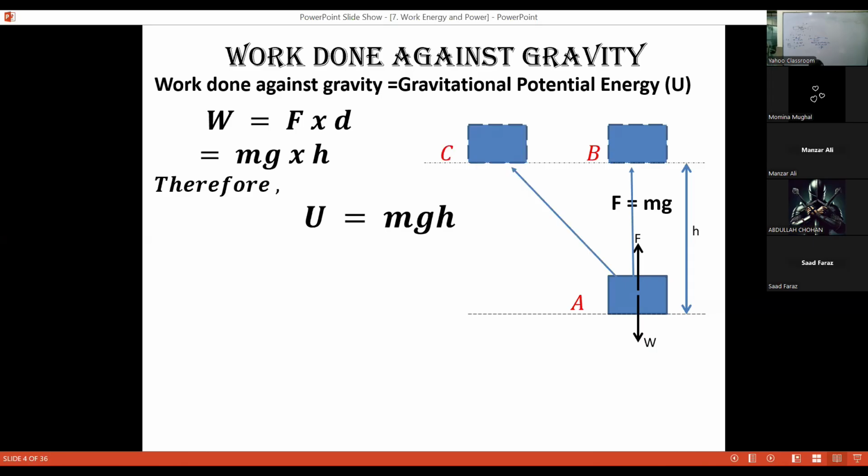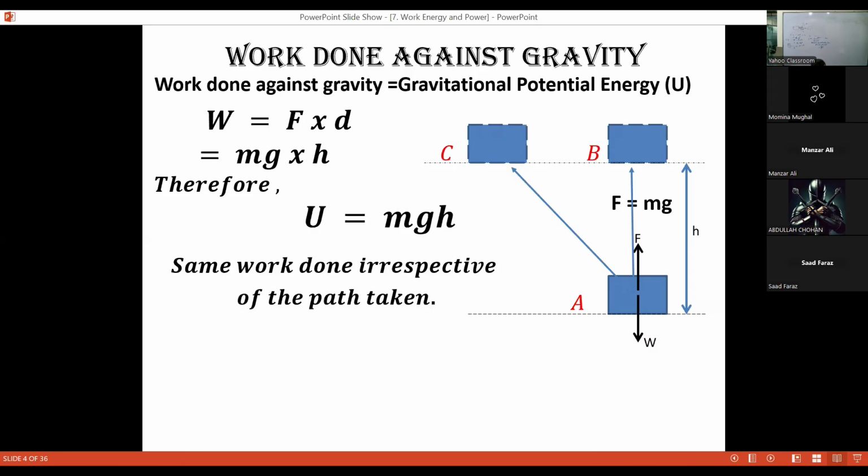Now, what if I move it from A to C? What will be work done against gravity? It will still be mgh. Same work done irrespective of the path taken. So whenever you are asked about work done against gravity, you have to take the vertical height, irrespective of the direction, and multiply the vertical height by mg, and that will be the work done against gravity.